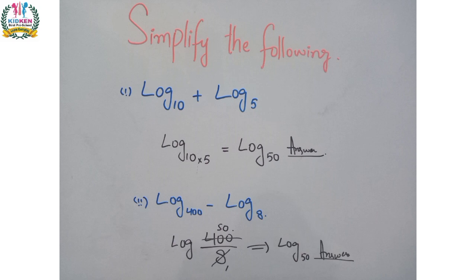Second part is log 400 minus log 8. Here the subtraction sign indicates division in logarithm. So log 400 divided by 8. 8 fifties are 400. So our solution of log 400 minus log 8 is log 50.